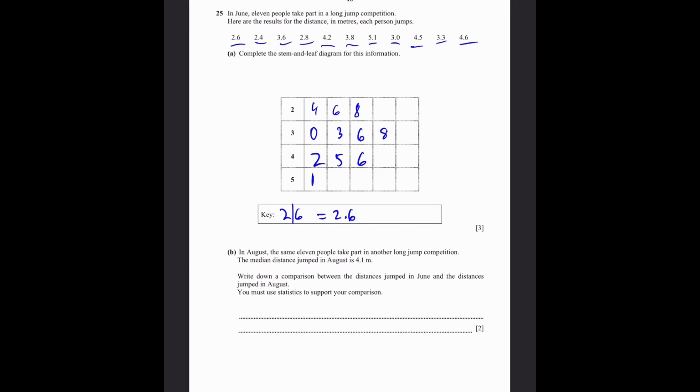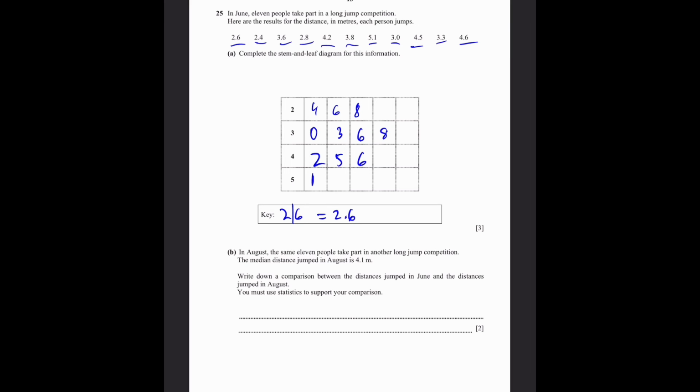B. In August, the same 11 people take part in another long jump competition. The median distance jumped in August is 4.1 meters. Write down a comparison between the distances jumped in June and distances jumped in August. You must use statistics to support your comparison. So let's find the median of this list which is given. Since 11 people take part, there are 11 values. That means the 6th value, because it's an odd number, we add 1 and divide by 2 to get the sixth value. That would be our median.